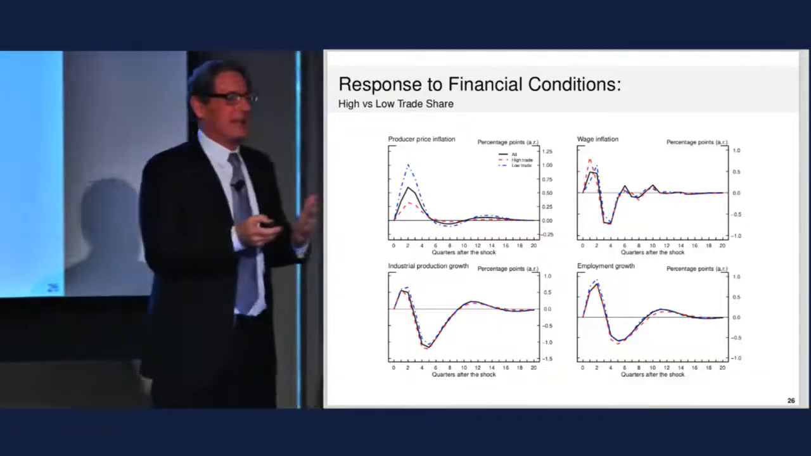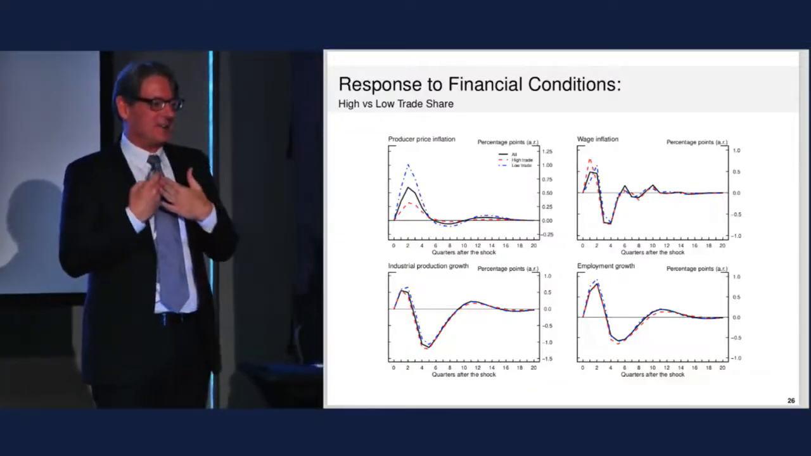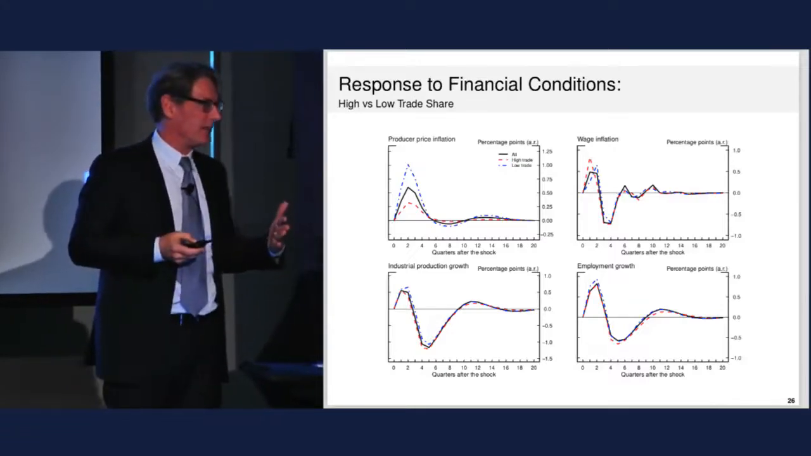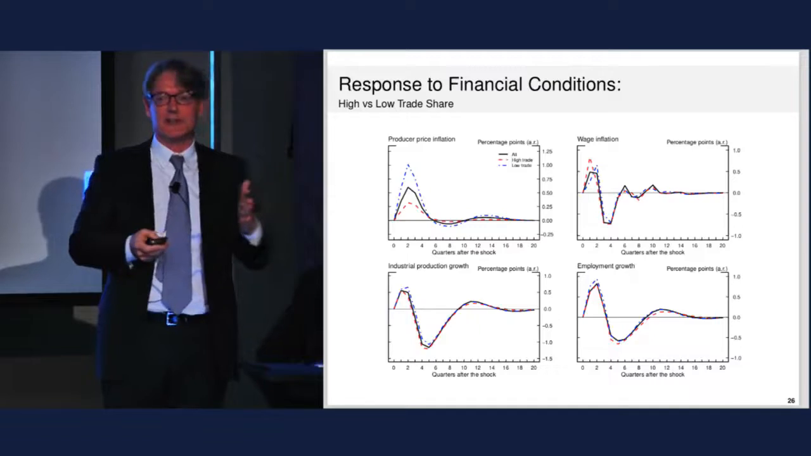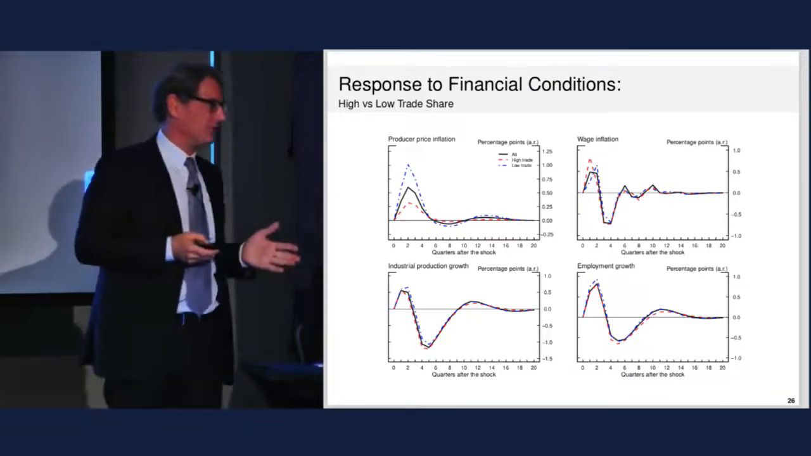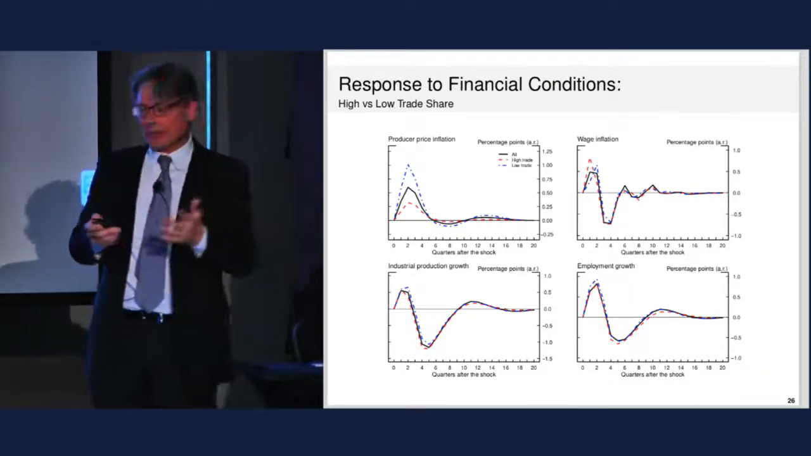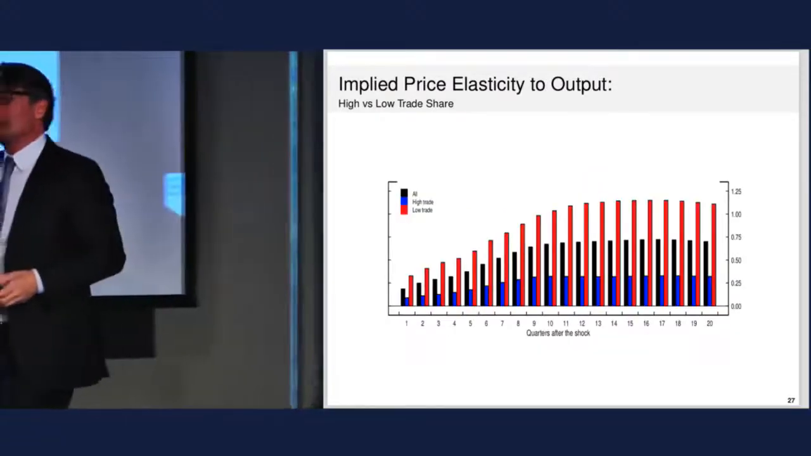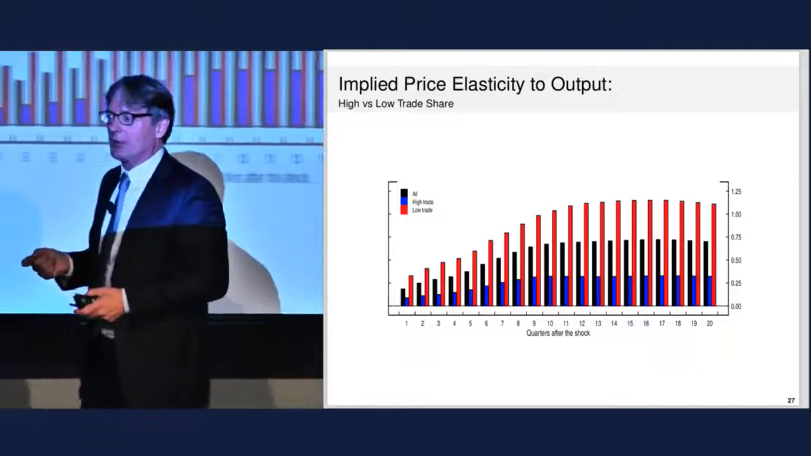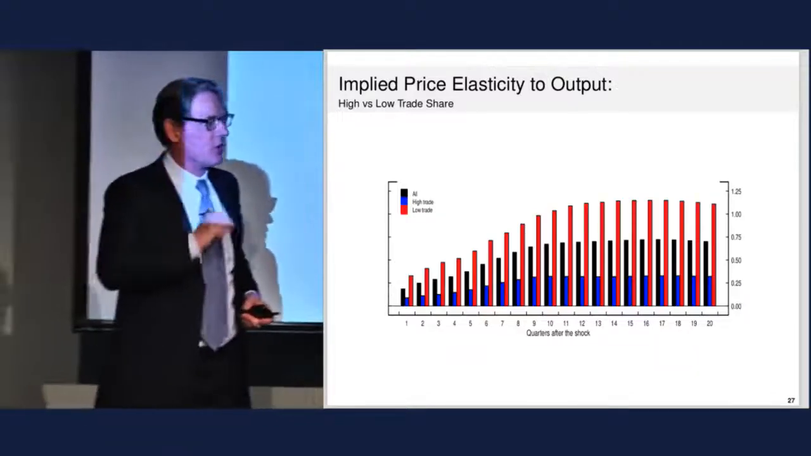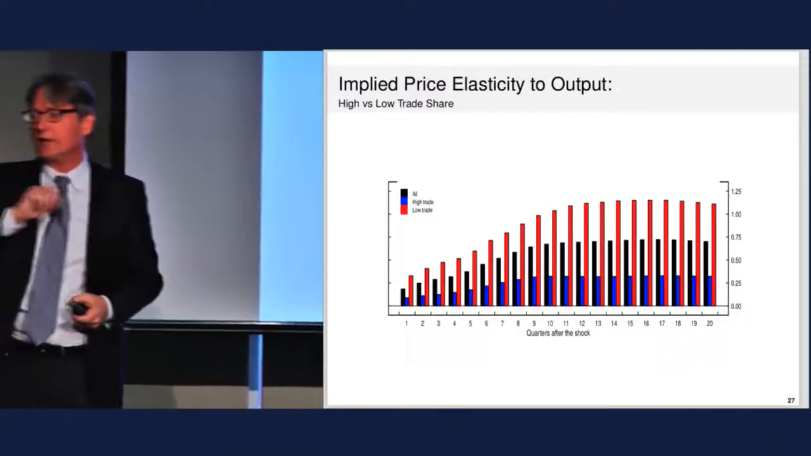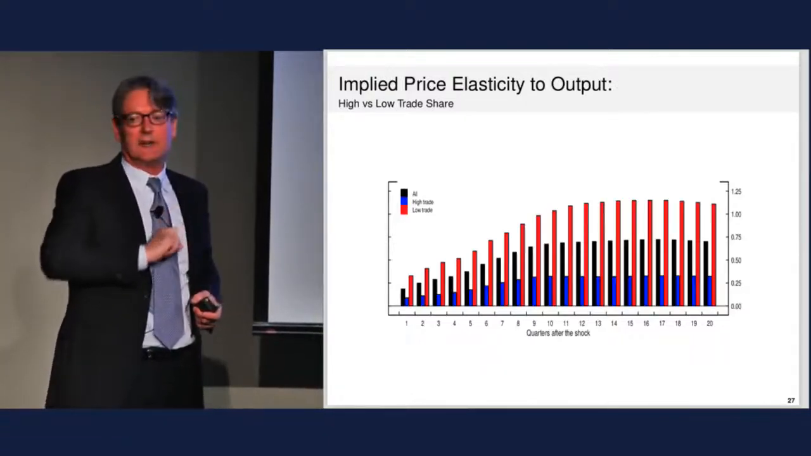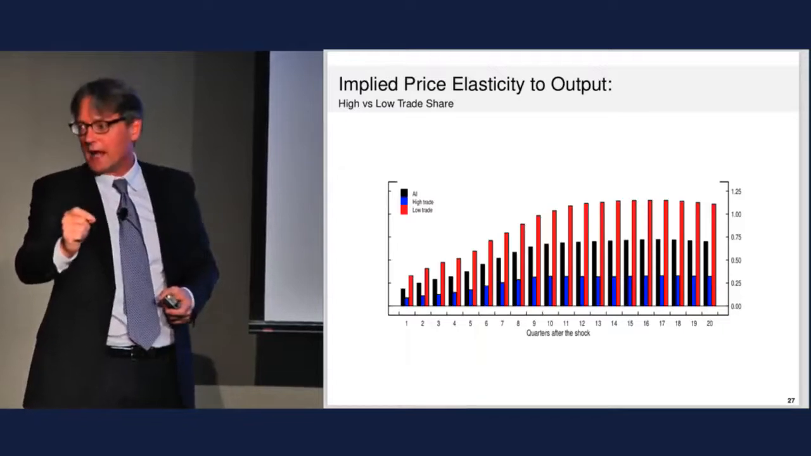So that clearly indicates in the data that there's much more sensitivity of prices to output in response to demand shocks for these industries that are not exposed to trade. One nice way to summarize that, and this is the correct plot, is to compute the implied price elasticity to output at different horizons for the low versus the high trade industries. For each horizon, I just accumulate how much the price moved, and then divide that by the accumulated amount that the output moved.